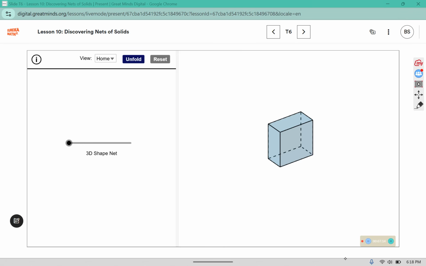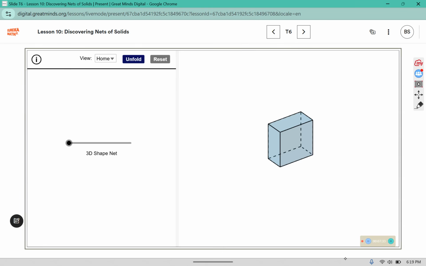The net of a solid is formed when the surface of the solid is cut along enough edges so that the faces can be placed in one plane to form a connected two-dimensional figure. That's just a fancy way of saying if we slice along the edges and lay it flat, that's the way we would get a net.